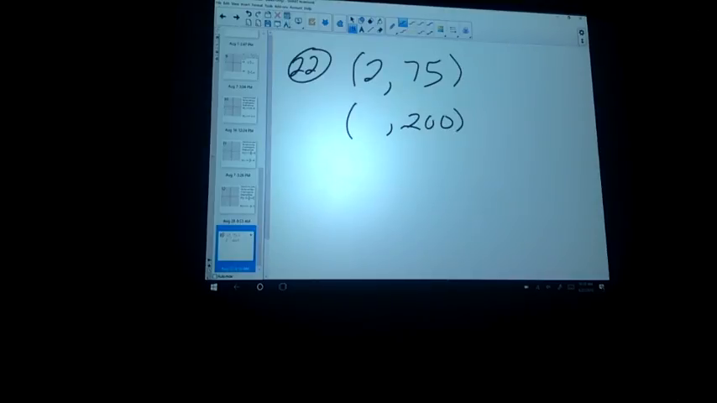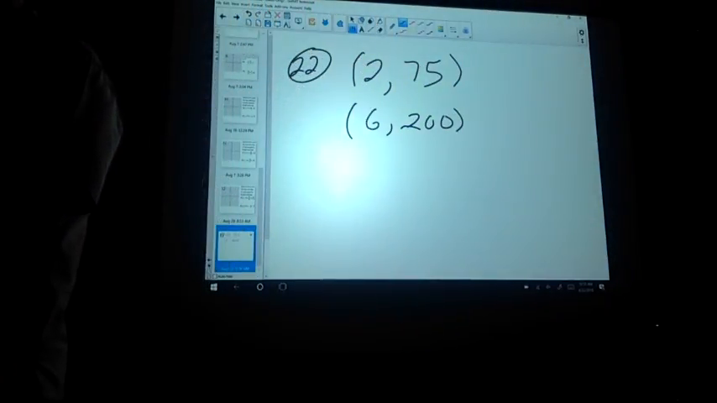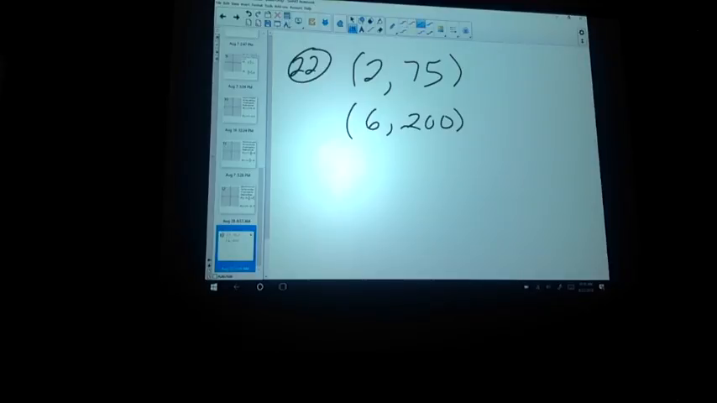I think I got most. At 2 months, you had $75 saved? Yep. And at 6 months, you had $200 saved? Yeah. Find the average rate of change. That means find the slope.